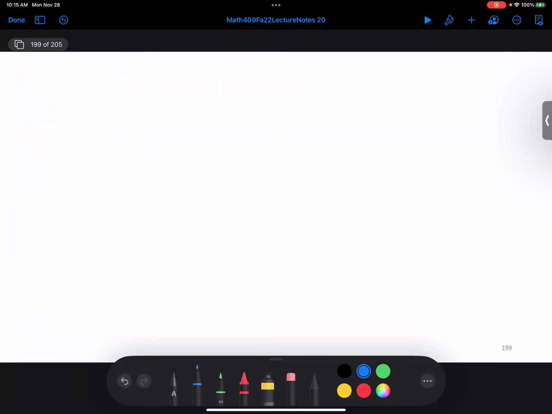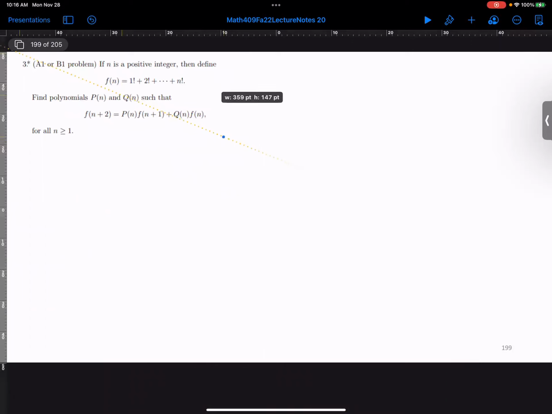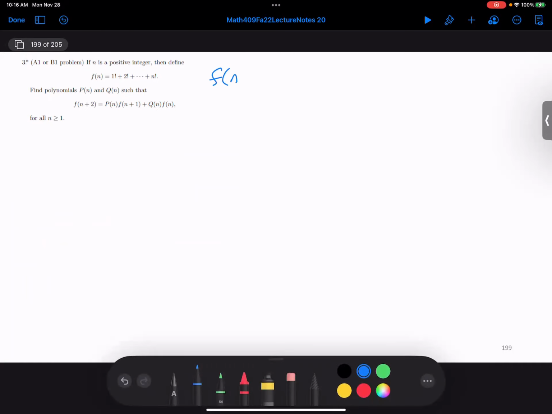And so what we can do is, so here's the problem. I'll cheat, I'll make it a little bit smaller to give myself a little more room. And so what you have is Fn is n factorial plus (n minus 1) factorial plus dot dot dot plus 1 factorial. Here's a nice observation: (n plus 1) factorial is Fn plus 1 minus Fn.